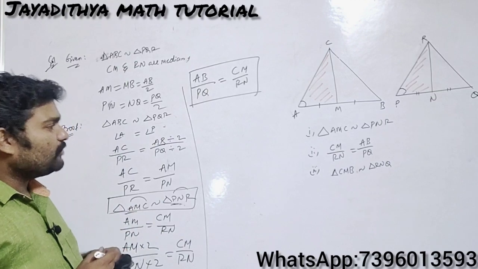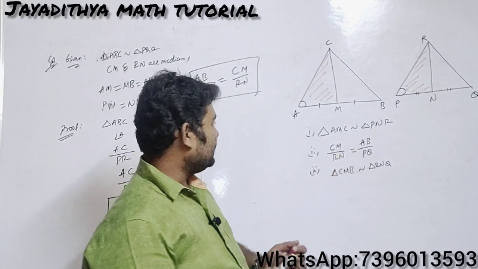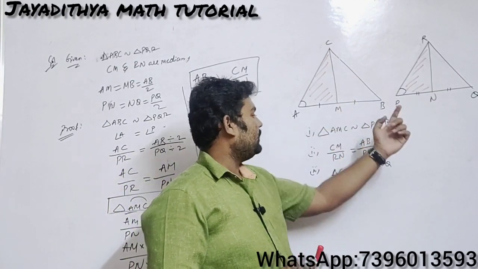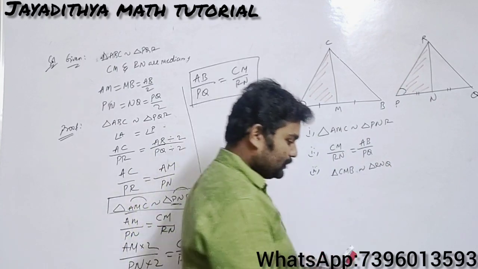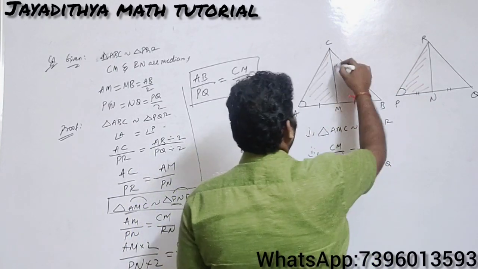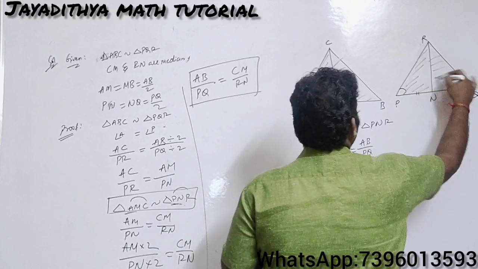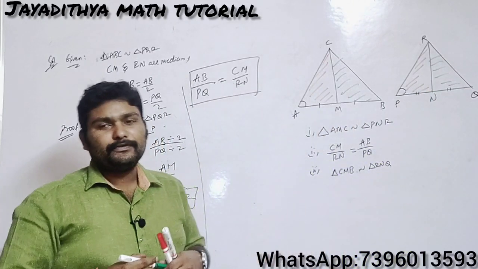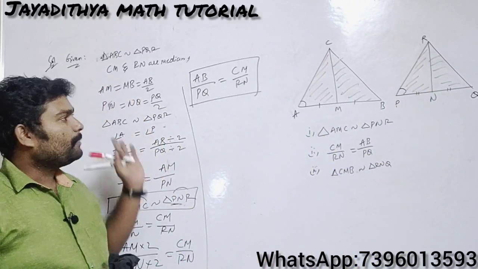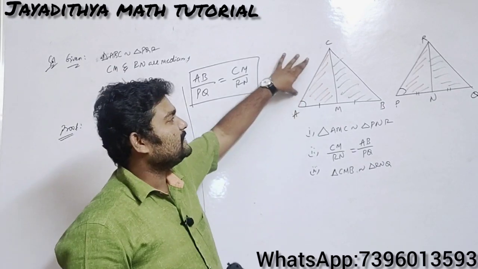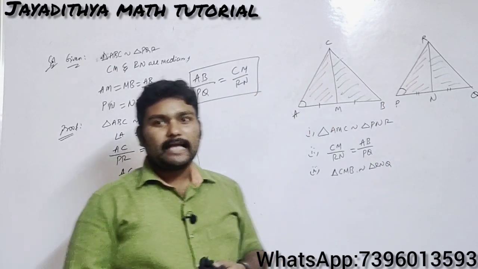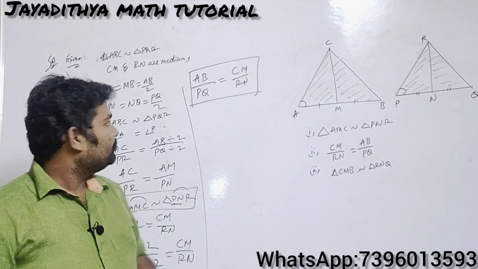Now you want the third one. What is that one? Now you have the other side here, that is triangles CMB and RNQ. You need to show these two triangles are similar. Do the same as you did in the first case, but this time you don't take the sides AC and PR. Take the other sides, then you can easily solve this proof.